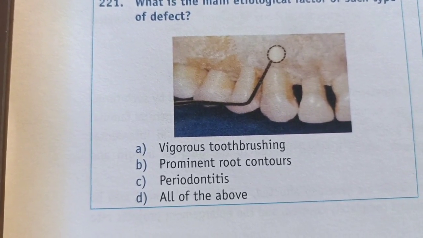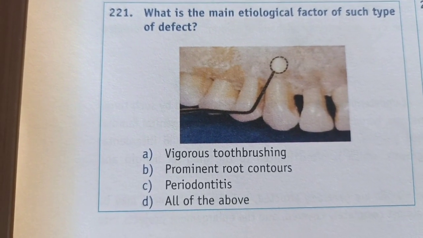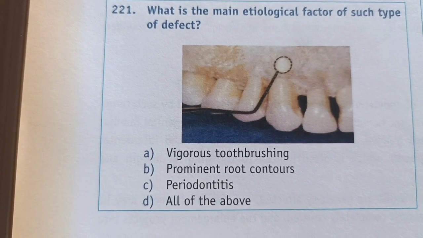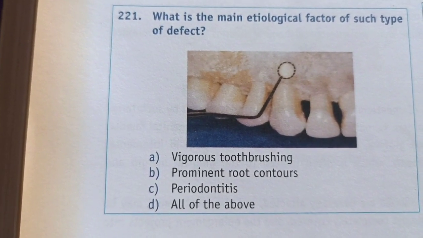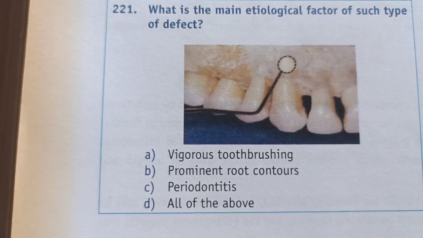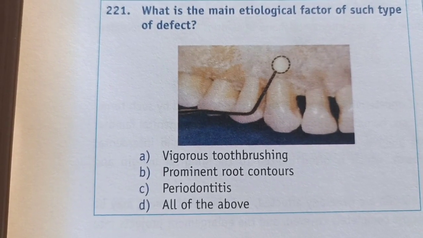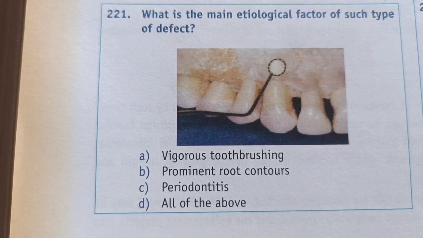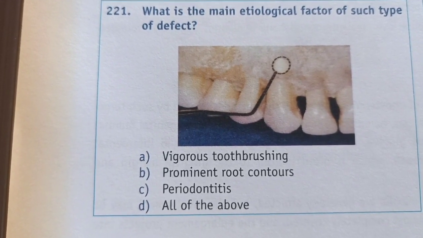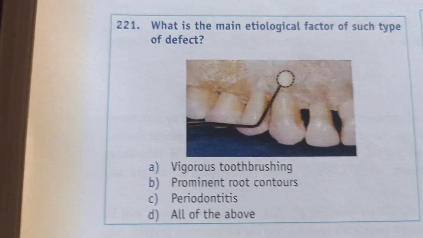And what are the causes of fenestration? If you know the causes of fenestration, you can easily solve this question. There are mainly three causes. The first one is prominent root contours. If there is prominent root contours, we can see fenestration. Malposition of a tooth may cause fenestration. And labial protrusion of the root combined with a thin bony plate are some predisposing factors which can cause fenestration. So remember, the answer is prominent root contours.